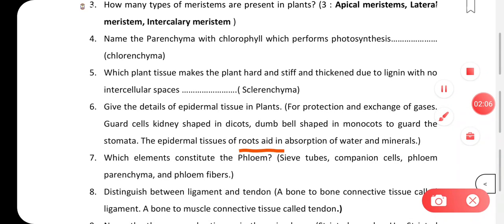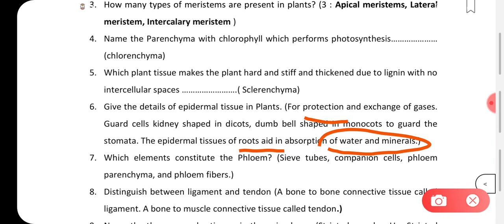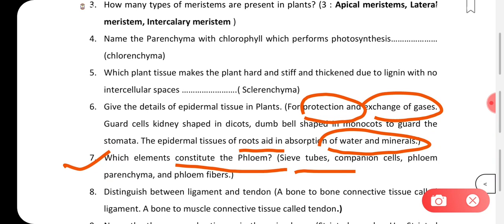In the case of roots, their work is absorption of water and minerals. In the case of leaves, wherever there is a green part of the plant, they do the function of protection, and also exchange of gases through stomata. Now the next question, which elements constitute the phloem? They are sieve tubes, companion cells, phloem parenchyma and phloem fibers. The same way a question can be asked for xylem also.